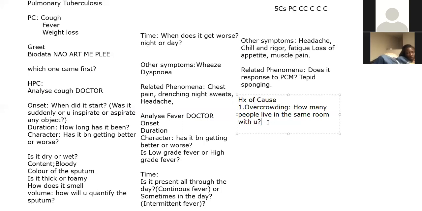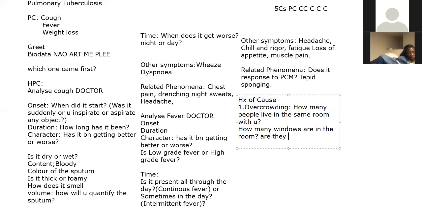You can ask, how many windows are there? How is the room ventilated? That one is very good. You can say, how many windows? That's what they ask in Lute. Very well. In Lute, they ask, how many windows are in the room? You want to know.